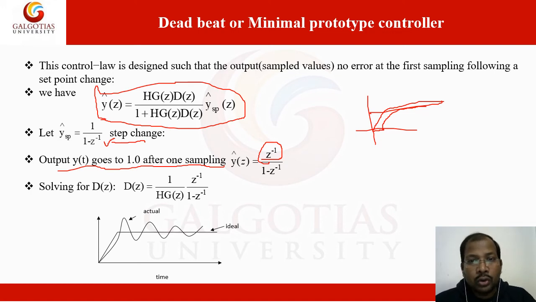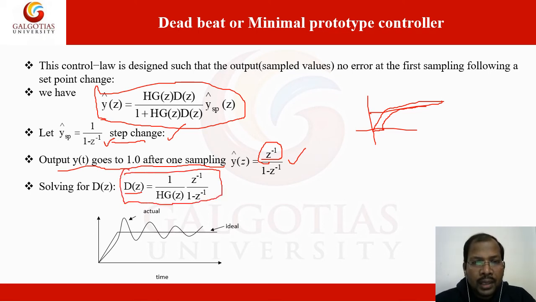Using this equation, the step input SPz and Yz, we can put them in this equation and solve for Dz. Solving for Dz, we get it in this form. You know this is the response. Here is the time, and this is given in the continuous domain. This is the ideal case, what we get when applying the step. This one is the ideal, and this is the actual case.